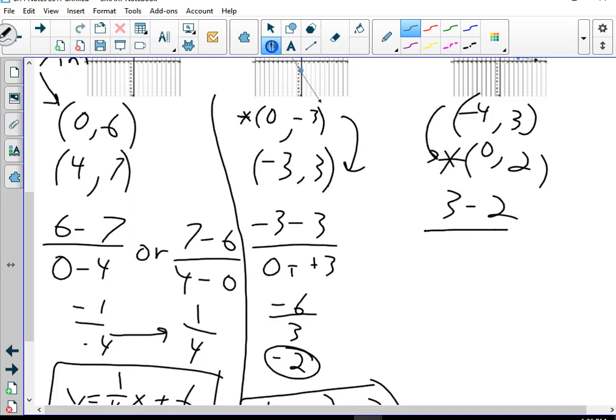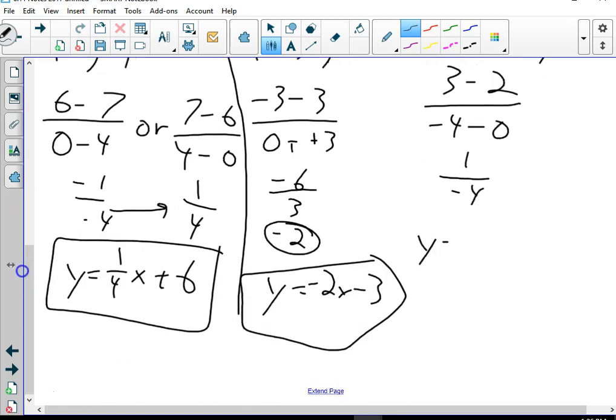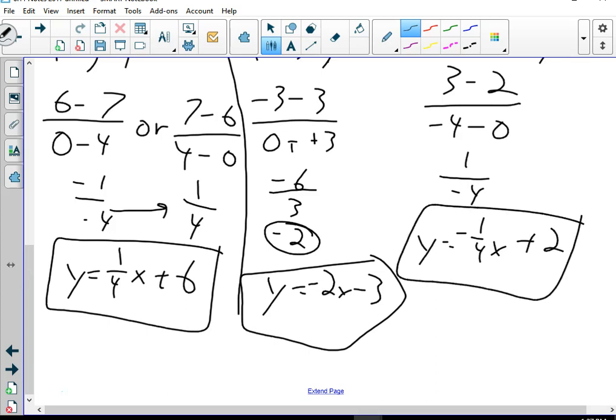3 minus 2 over -4 minus 0. 3 minus 2 is 1. -4 minus 0 is -4. So, I have my y-intercept and I have my slope. Y equals -1/4 x, and my y-intercept was 2, so plus 2.